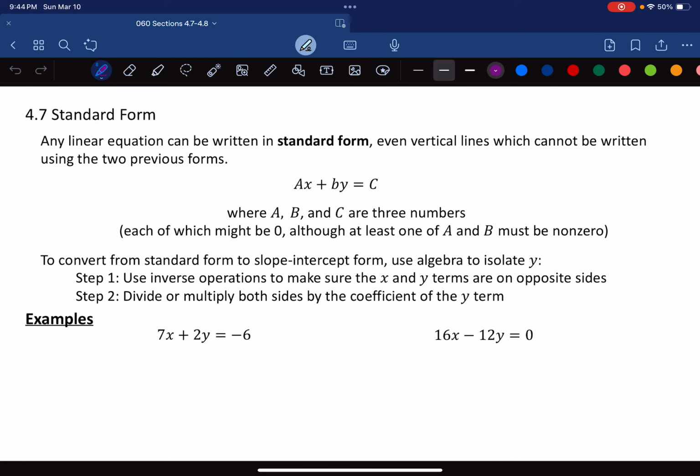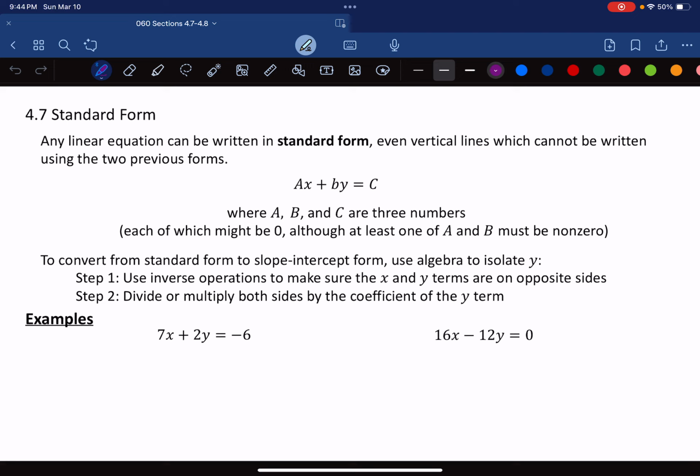Standard form. This is the third way to write a linear equation. Any linear equation can be written in standard form, even vertical lines, which cannot be written in the two previous forms that we have talked about.